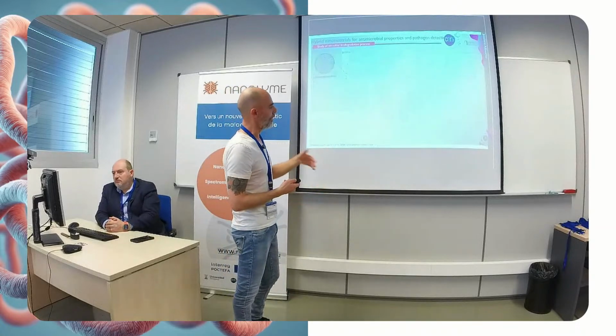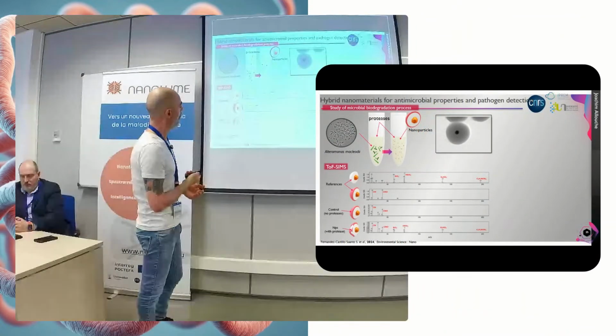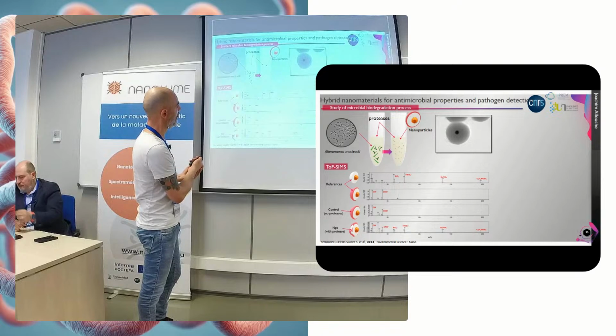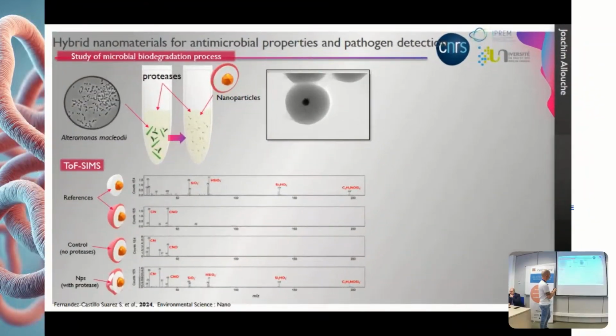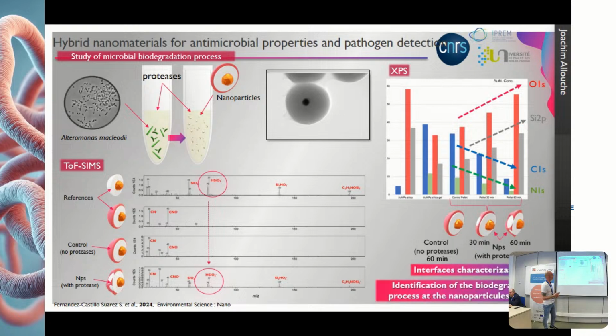So I will not go further into the detail, but we showed that, okay, here we have the reference particles without gelatin. So we have a silica shell that we can see by TEM. After coating with gelatin, we don't see this shell by TEM, but when we have biodegradation with protease, we recover this shell, this clearance. So we have characterized such biodegradation by these techniques, and other techniques also, XPS.